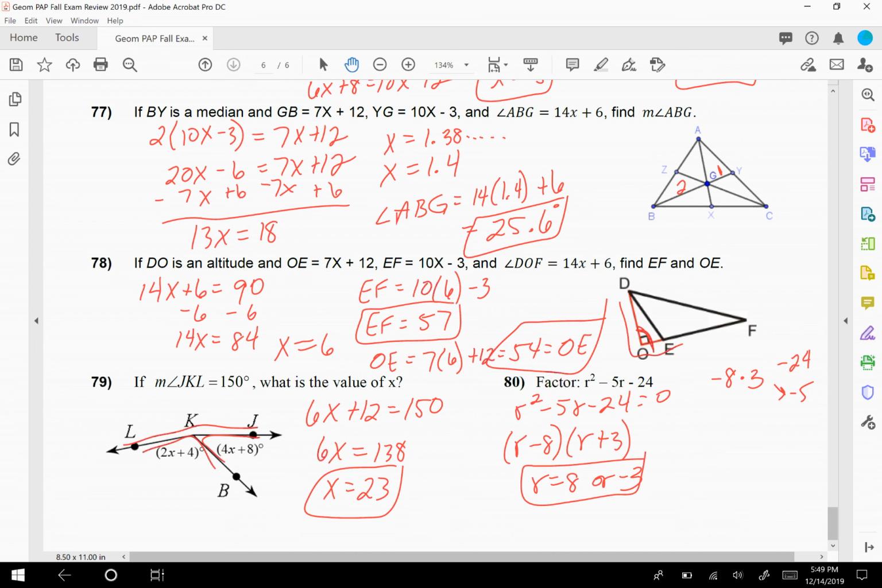And you can check this by actually multiplying these back together. So r times r, that's r squared. Negative 8 times r is negative 8r. Negative 8 times positive 3 is negative 24. And then you have to do the 3 times this r, so that's plus 3r. And then you add them, negative 8 plus 3, that's negative 5. So the minus 24, and the r squared. So we get back out what we should.